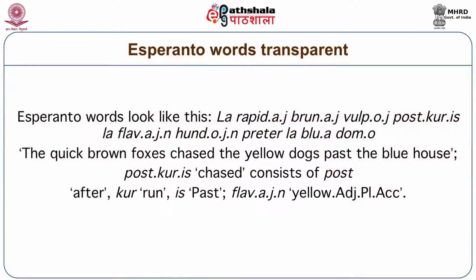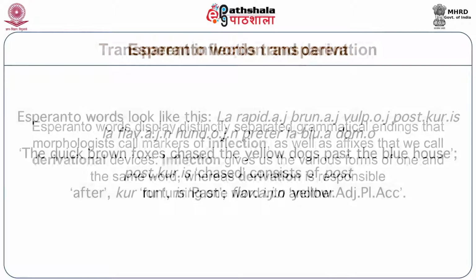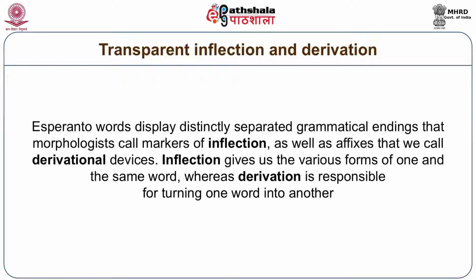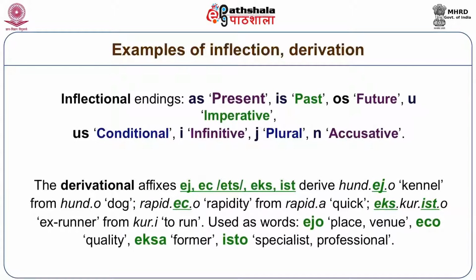If you don't know anything about the artificial language Esperanto, I need to show you some specimens. For example, in Esperanto, the endings of verbs showing present, past, future tense are very simple. As is the ending of the present, is of the past, os of the future, u of the imperative, us of the conditional, e of the infinitive. That is all there is to say about the verbal system. There are no agreement markers in the verb.